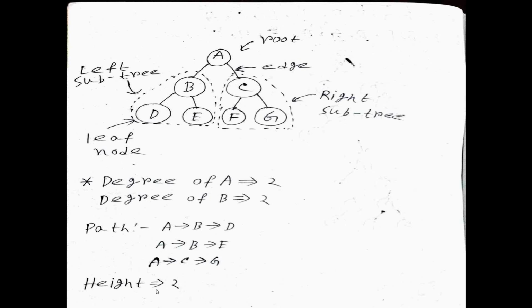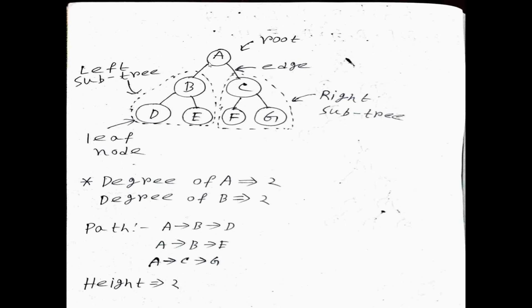Now height means the longest path. How can you calculate it? What is the longest path? First of all, A to B, B to D. That means 1, 2. How many edges? 2. Height means the longest path, meaning the maximum number of edges covered. That is the height of a tree.